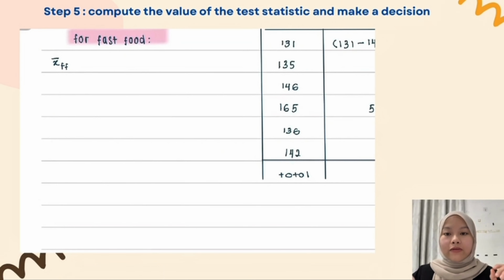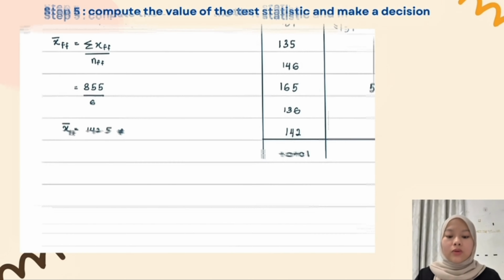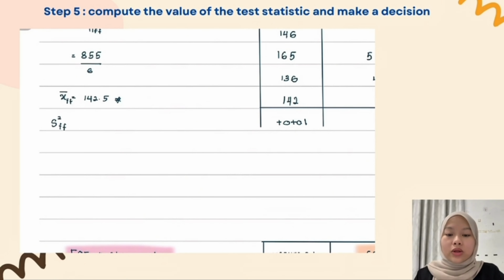Okay, we continue to step 5, which is compute the value of the test statistic and make a decision. So first things first, we must calculate the mean for the fast food and for the restaurant. So what is the formula for the mean? The formula for the mean is the sum of all values divided by the number of values. So for the fast food, the sum of all values is 855 divided by 6 and the mean is 142.5.